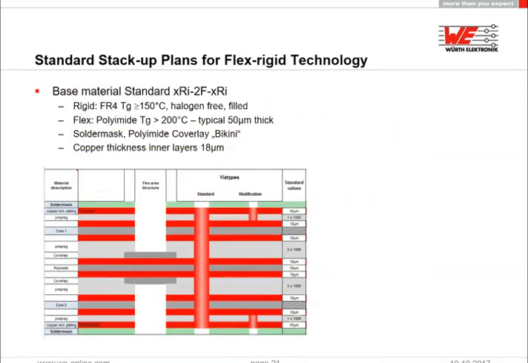Here we can see a standard stack-up plan for Flexrigid technology. In the rigid area, we have 8 copper layers. In the flexible area, 2 copper layers based on TG 150 material, halogen-free and filled. The copper thickness on inner layer standard is 18 micron.